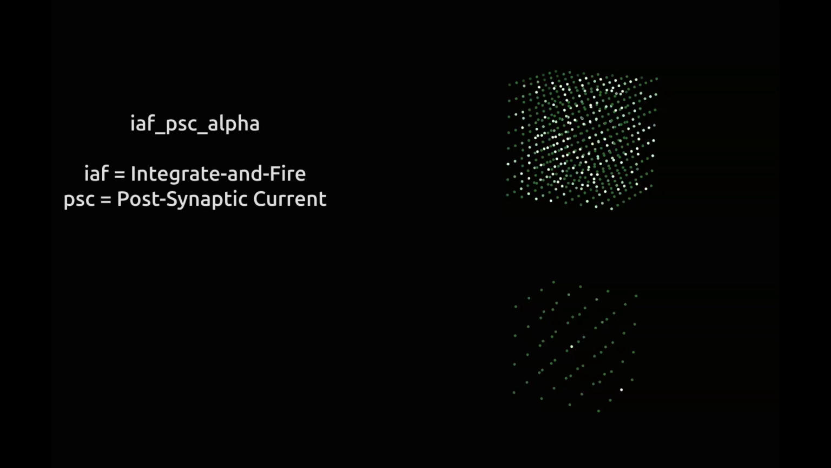But I won't let you go without giving you at least some advice. If you are new to this, I would recommend you starting with IAF-PSC alpha as the neuron type. It's also referred to as the workhorse. It's pretty adaptable and is widely used in research papers and models.